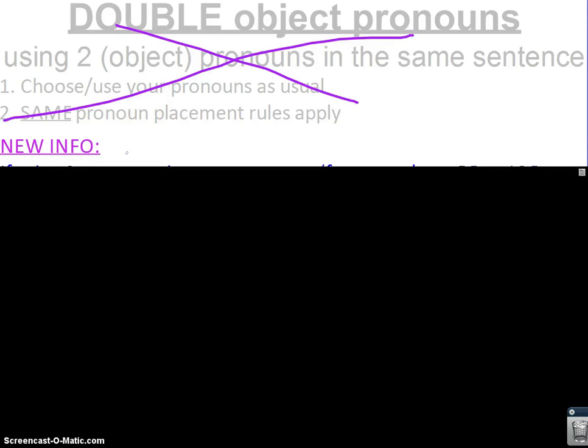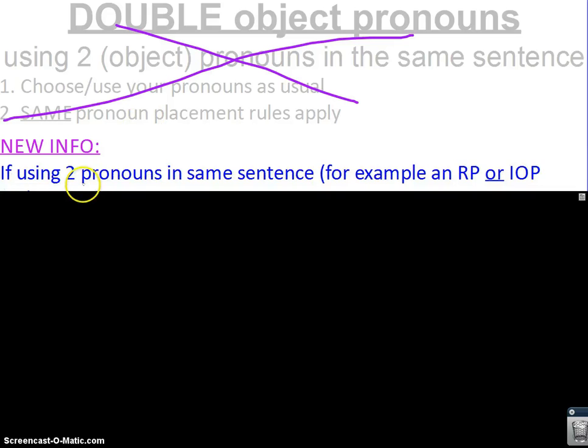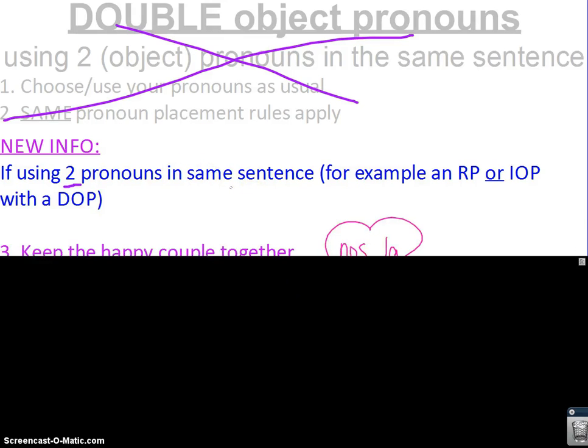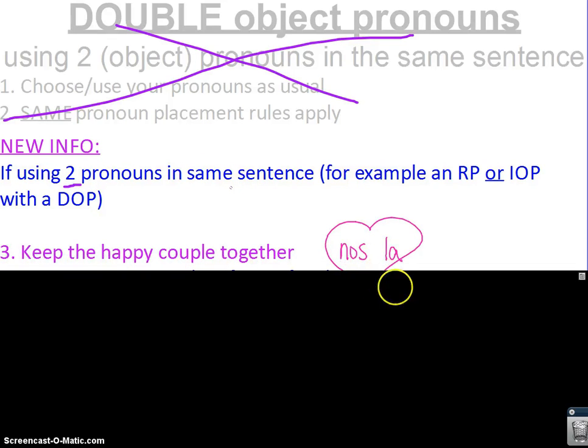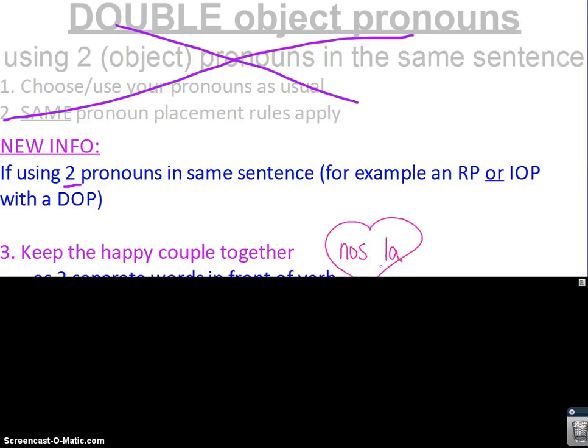This is new information. If you're using 2 pronouns in the same sentence as opposed to 1 pronoun, some new things apply. Keep the happy couple together. So if you have two pronouns, don't put one on one side of the sentence and one on the other side of the sentence. They're in love, keep them together.